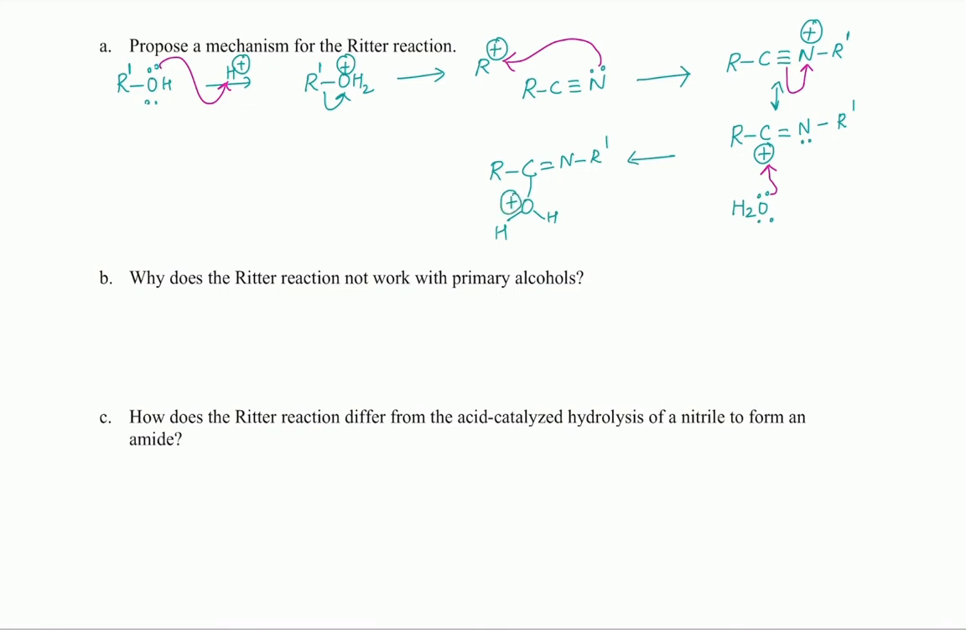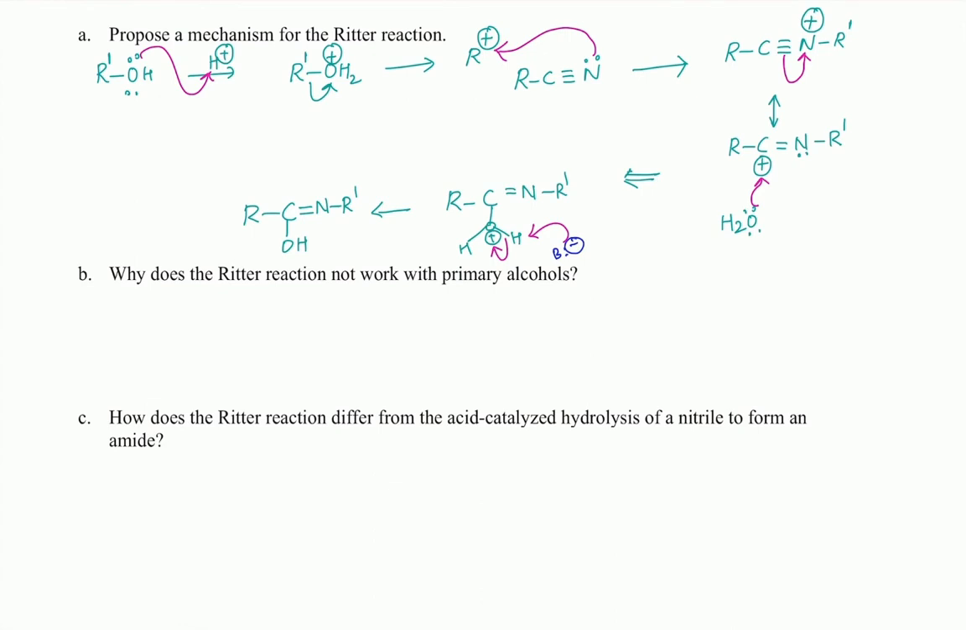Now, what would be the next step? Yes, you guessed it right. The base will go and abstract this hydrogen, and it's going to neutralize that positive charge. Let's draw the structure. So you will have C-OH and the double bond between carbon and nitrogen and an R'. Now this product tautomerizes to give the actual N-substituted amide that would be the product for this reaction.